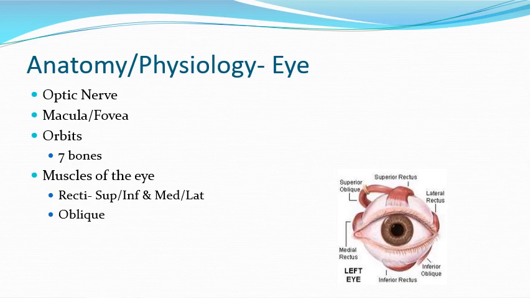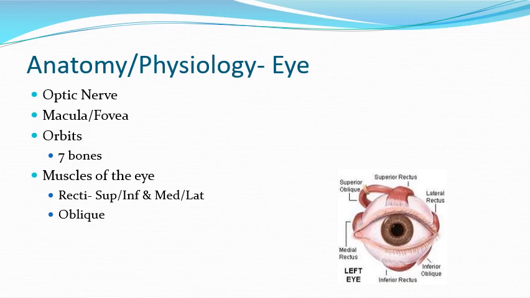Just for an example, when we're looking at our basic motions, for instance elevation, for individuals to look up, the superior rectus is going to contract to cause the globe to look up. If you're looking down, it's going to be the inferior rectus. If your eye is adducting, it'll be your medial rectus. If it's abducting, it'll be the lateral rectus, okay?